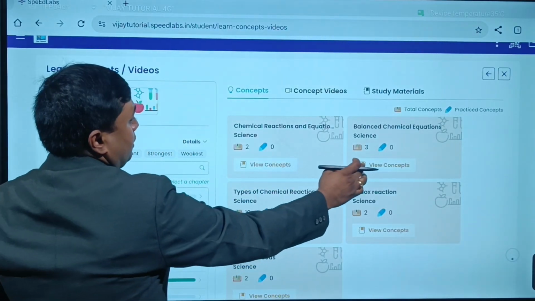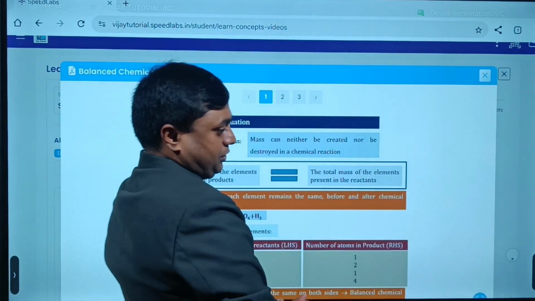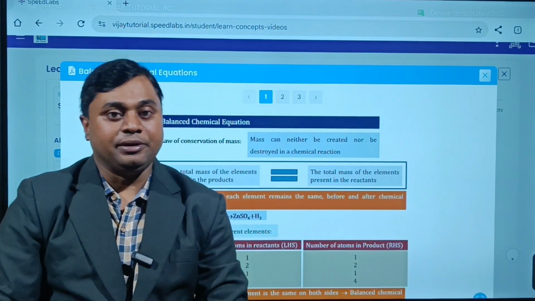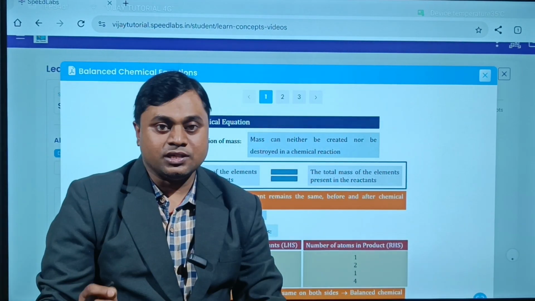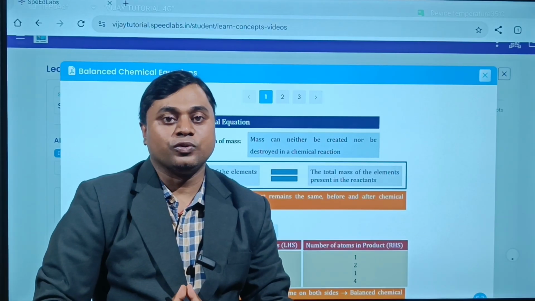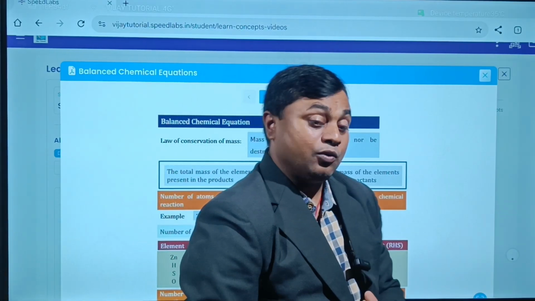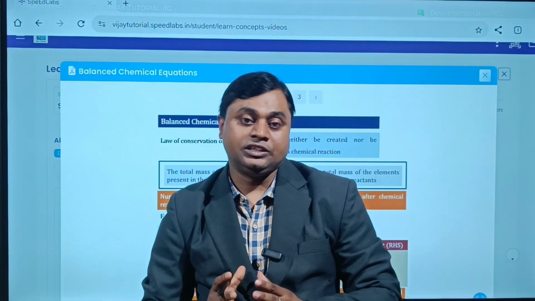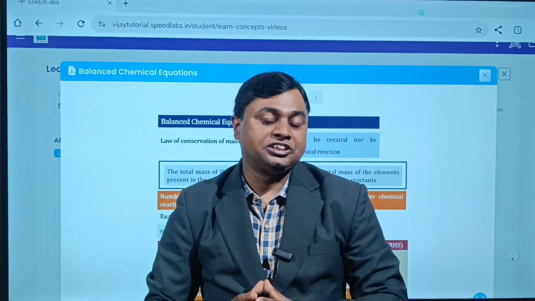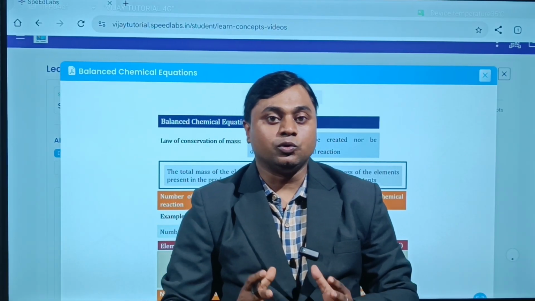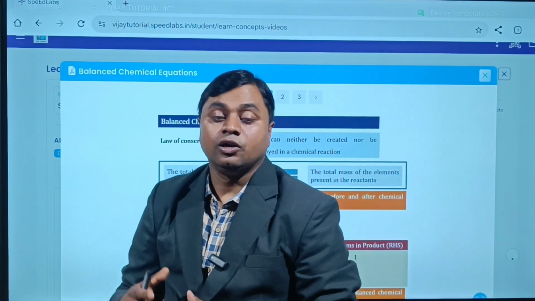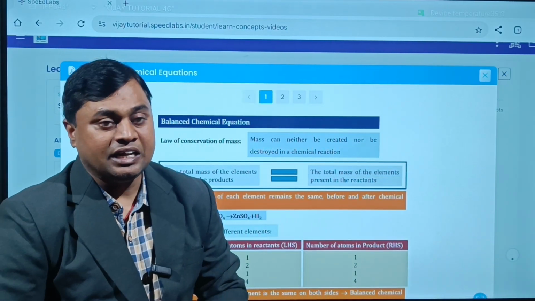we talk about a balanced chemical equation. One question may be asked: why do we need to balance the chemical equation? So you have to answer: to satisfy the law of conservation of mass. What is the law of conservation of mass? We have learnt in 9th standard. According to this law, during a chemical reaction, the mass of reactants is equal to the mass of products, or we can say that mass can neither be created nor be destroyed in a chemical reaction.